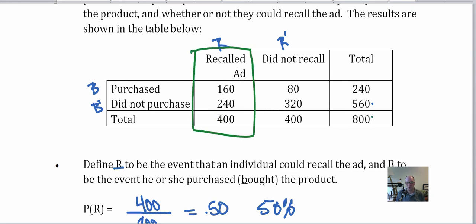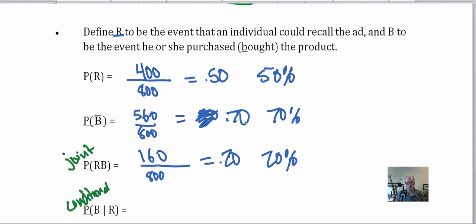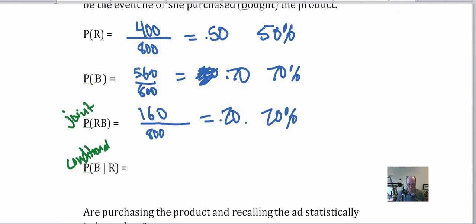In fact, we don't care about the whole 800 anymore because R happened. That's what the given R means. Given R means it does happen, in which case this is our new denominator. We've zoomed in. In conditional probability, all we care about is what happens after the given. So here's our denominator. How many of those purchased? 160. So 160 over 400. It's not over 800 anymore. It's over 400.